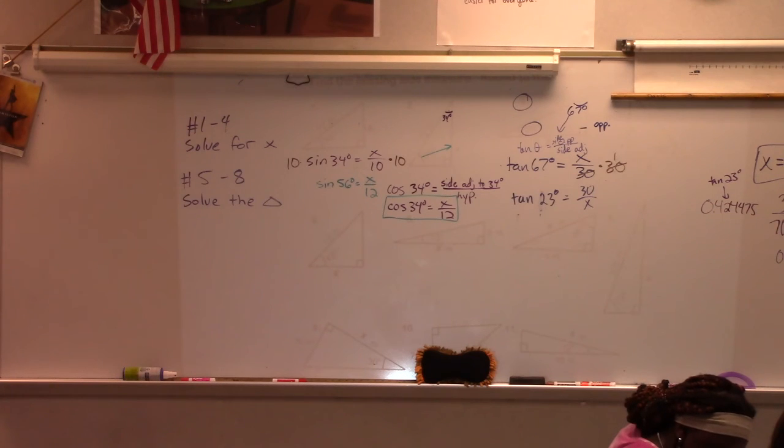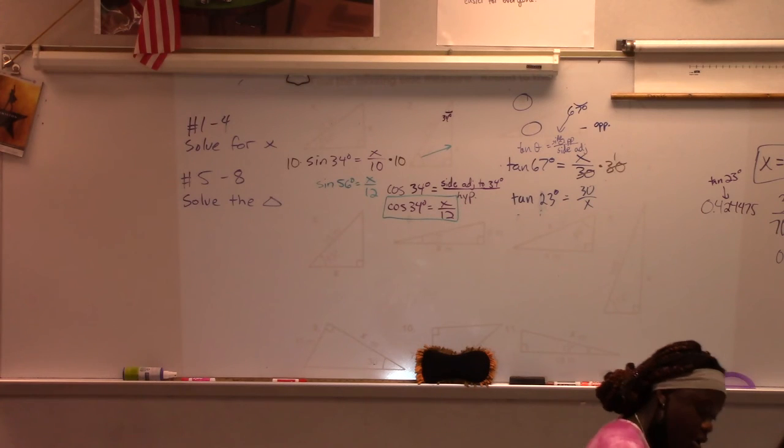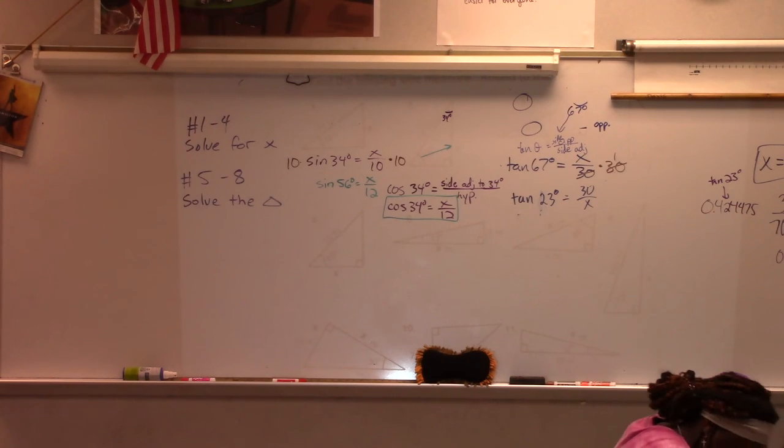Come on, which ratio do we have? Sine of 56 was equal to x divided by 12. That's the one I asked y'all to use. How would you solve that equation?